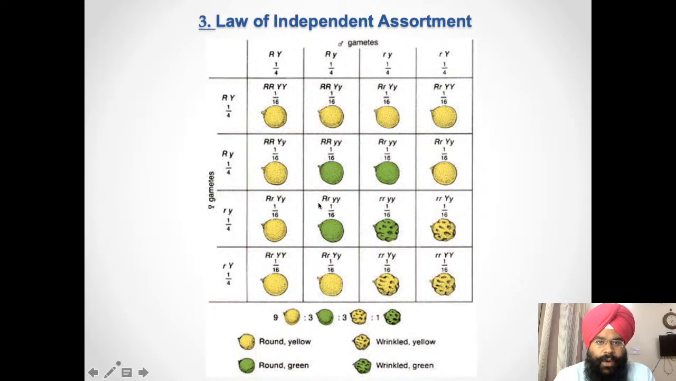So you make an F2 hybrid, and in it you have gametes with capital R capital Y, capital R small y, small r capital Y, and small r small y. Gametes are produced like this. So you have a 9:3:3:1 ratio of round yellow, wrinkled yellow, round green, and wrinkled green.